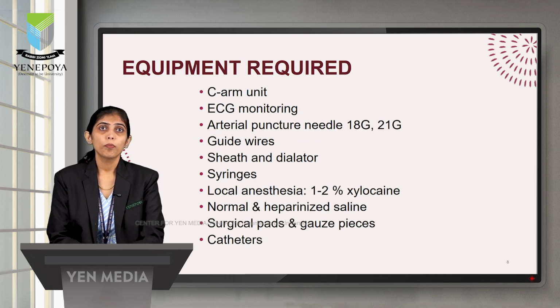So coming to the equipment required for the procedure, we have C-arm unit, ECG monitoring, arterial puncture needle, so we can use either 18 gauge or 21 gauge. Then we have guide wires, sheath, dilators, syringes, local anesthesia, that could be 1 to 2% xylocaine, normal and heparinized saline solution, surgical pad and gauze pieces, and catheters.